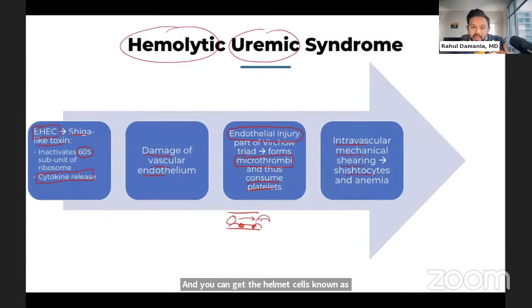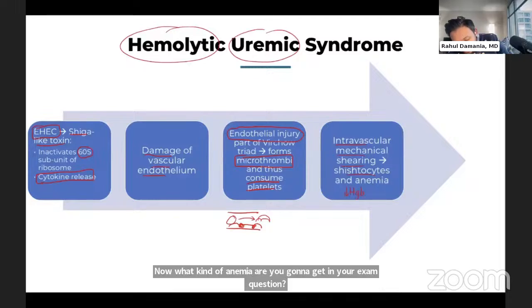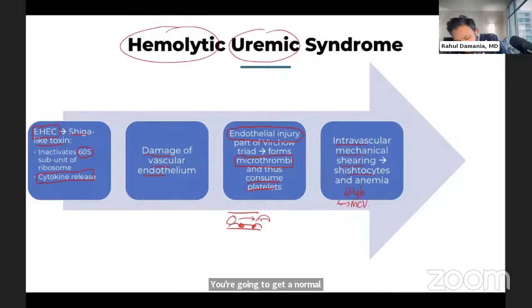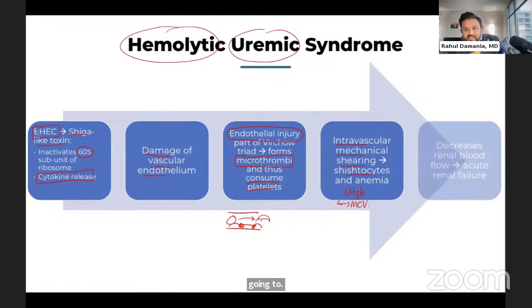Now, what kind of anemia are you going to get in your exam question? You're going to get a normocytic anemia, and that's exceedingly high yield for us to know that many normocytic anemias, where your MCV is 80 to 100, you are going to characterize and conceptualize those as hemolytic anemias.